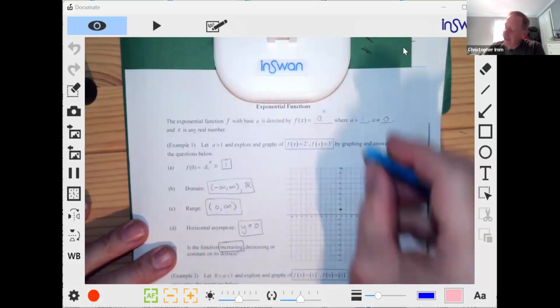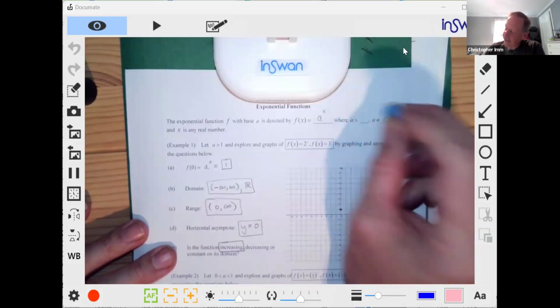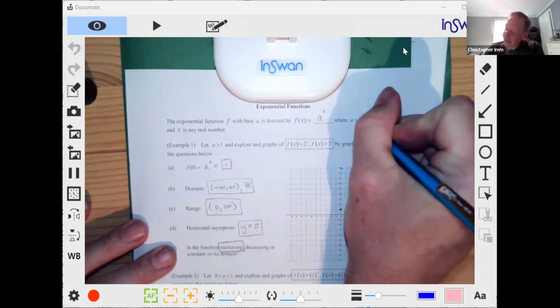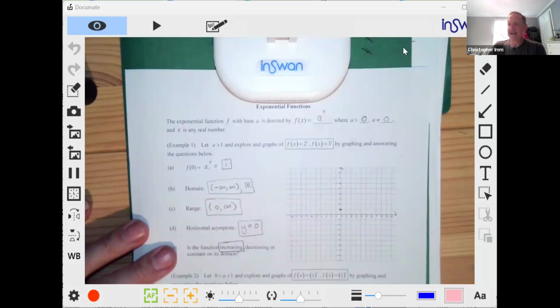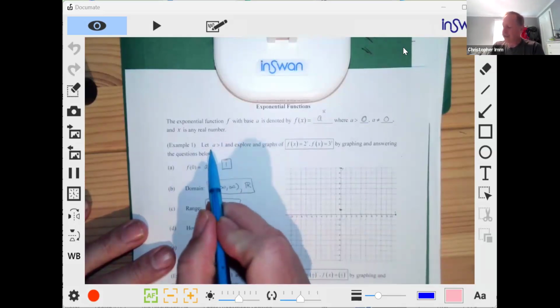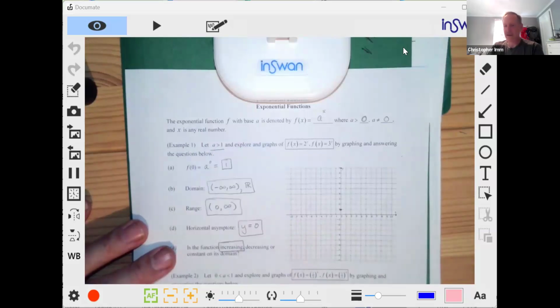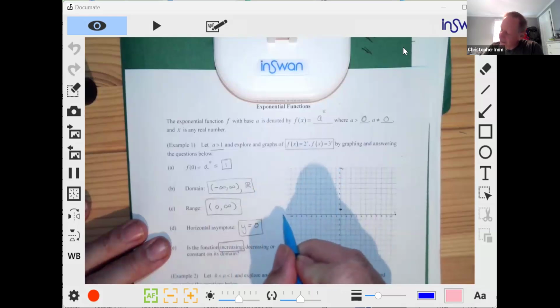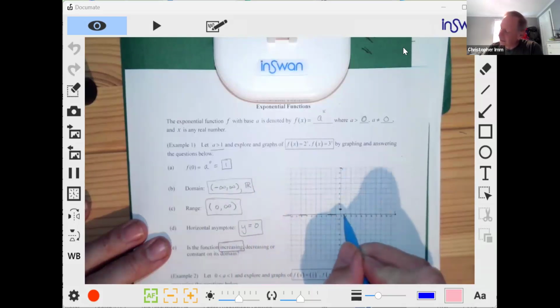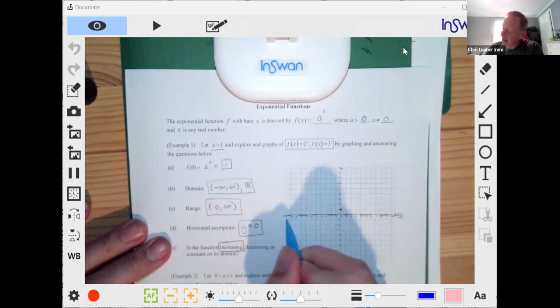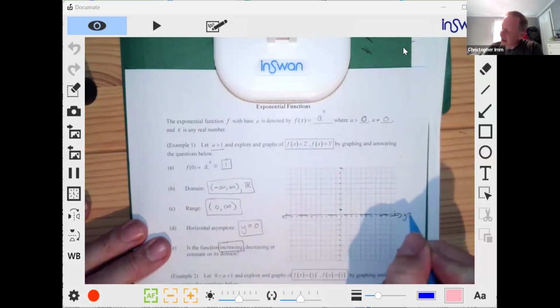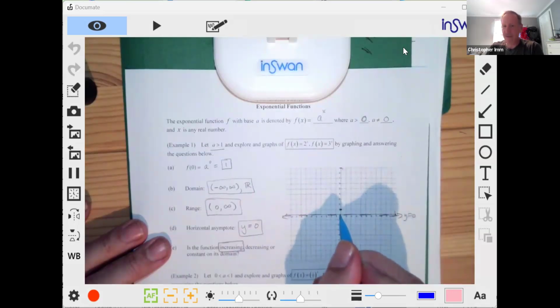So in fact, up here, I should say that a is greater than 0, because we can have those that are between 0 and 1, but we're going to be looking at a is equal to 1 first. So let's go ahead and try to plot these functions here. We do know that we have that horizontal asymptote here at the x-axis. We have the point (0, 1).